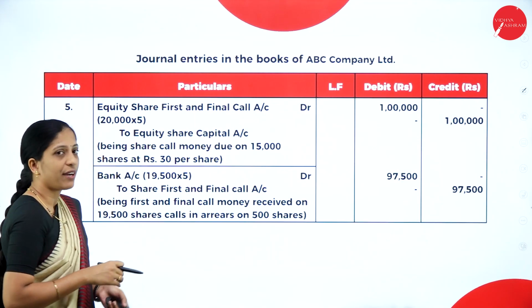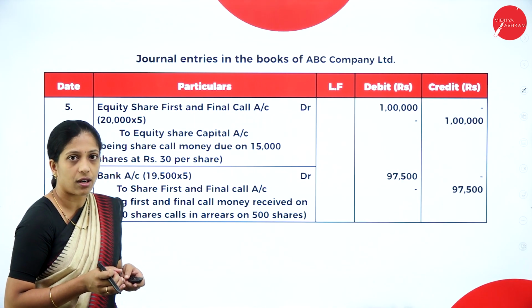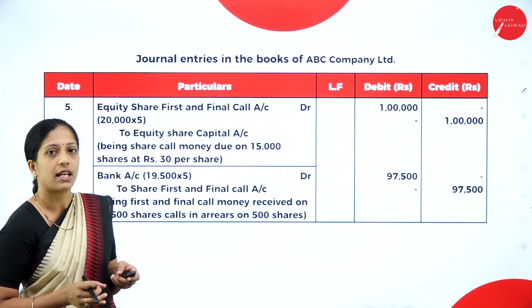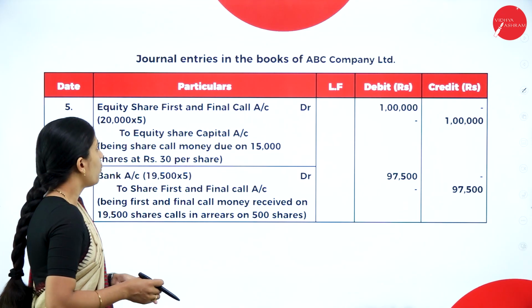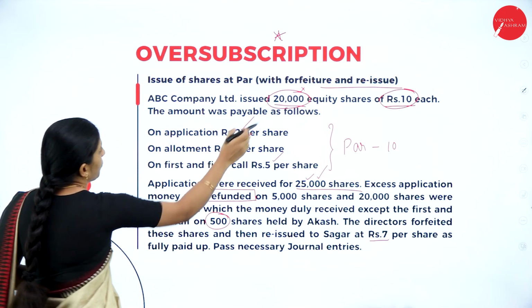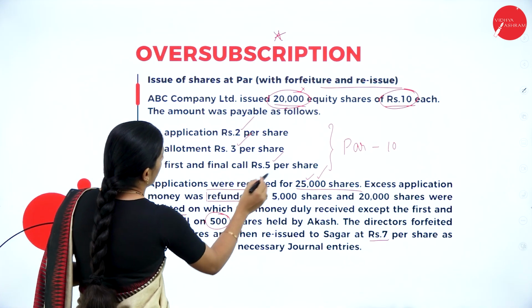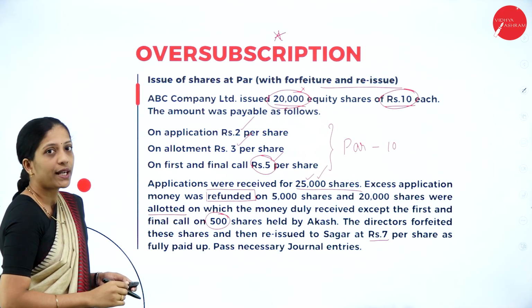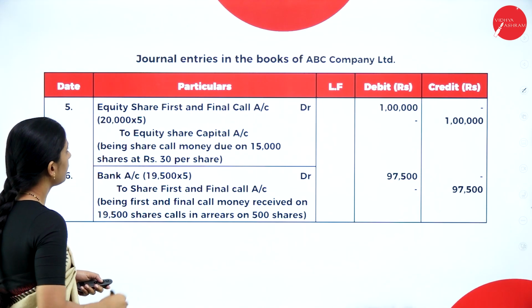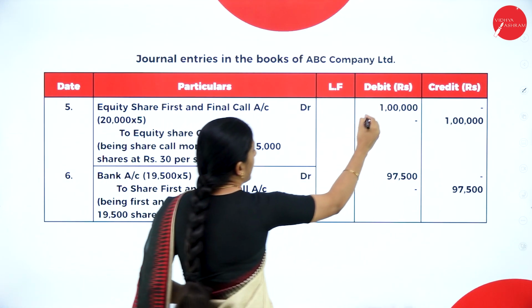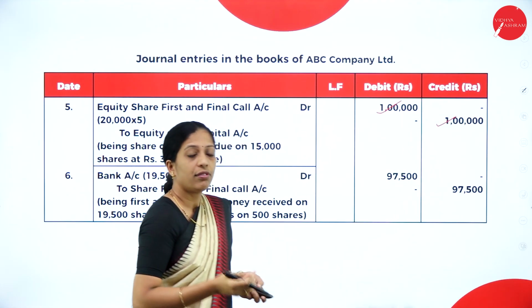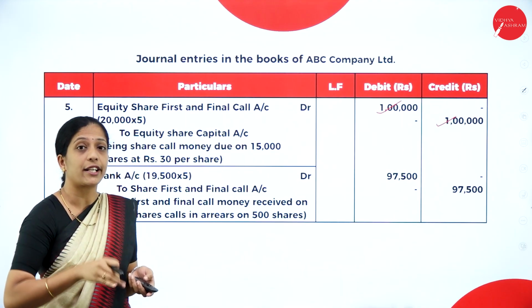Now, come to first and final call. Equity share first and final call account debit to equity share capital account. That would be the due entry. What is the number of shares? Same 20,000, and first and final call money is 5 rupees. 20,000 into 5, so that will be 1 lakh.